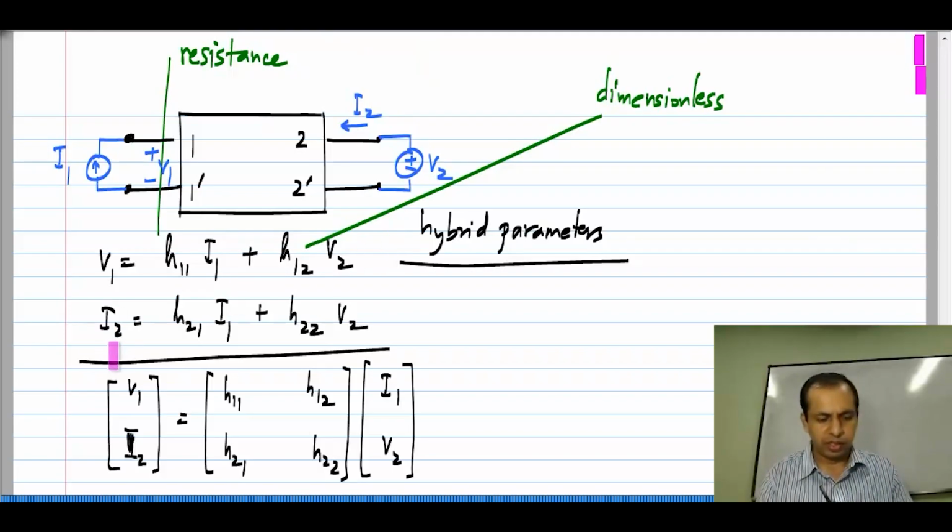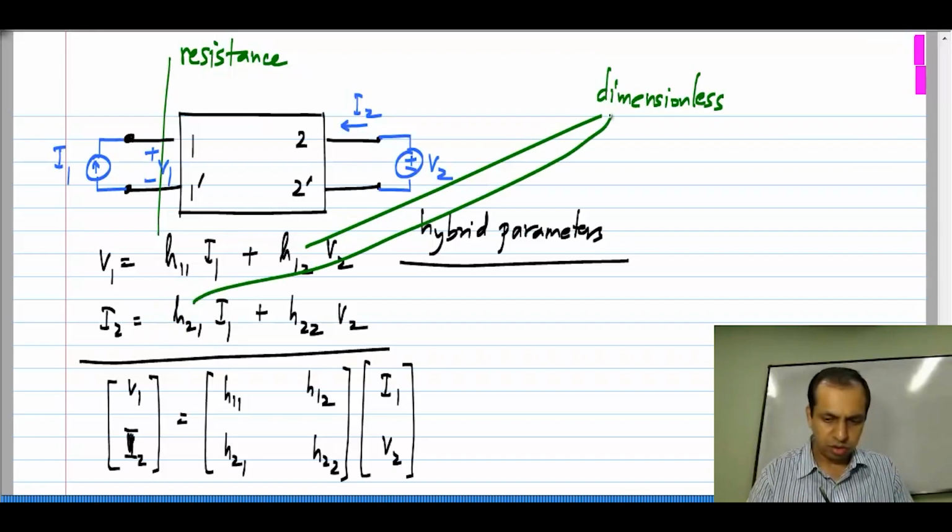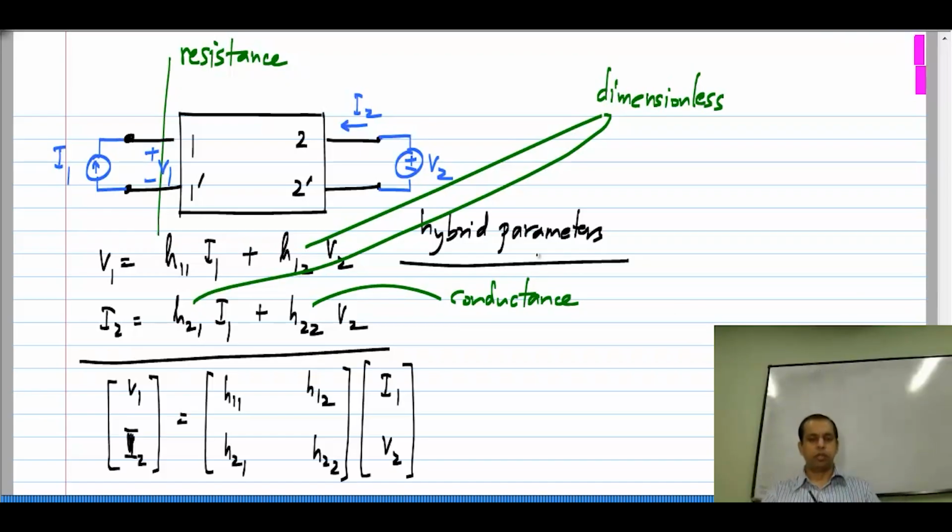And similarly, in the second expression, I2 equals H21 times I1. So, this has to be dimensionless H21. So, this is also dimensionless, and finally, this is a current equaling something times a voltage. So, H22 has dimensions of conductance. Okay. So, the 4 parameters do not have the same dimensions. So, they are called hybrid parameters.